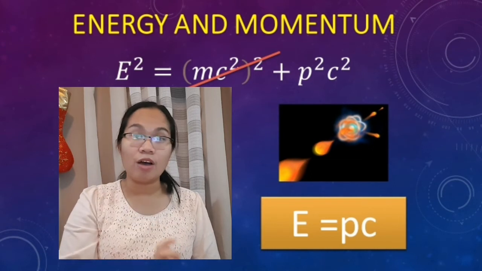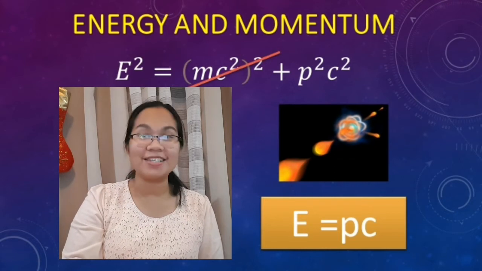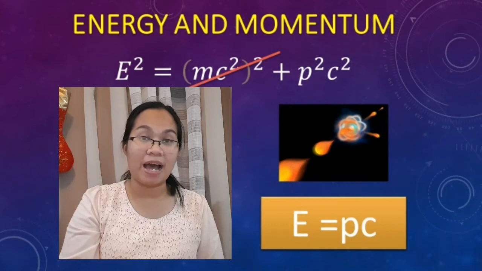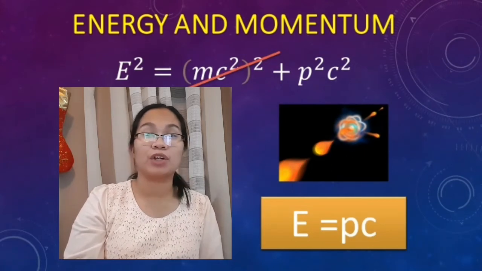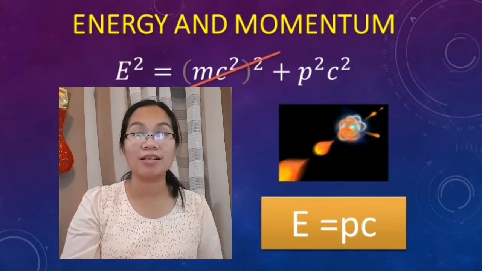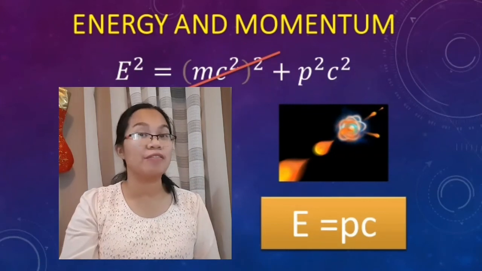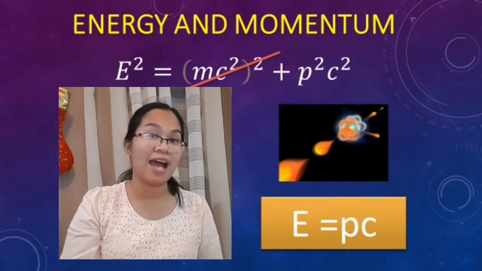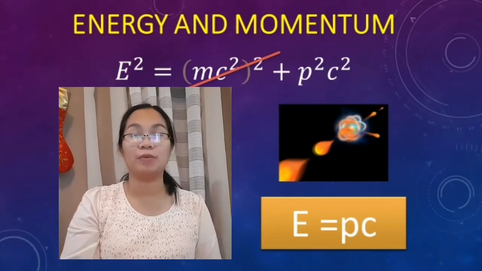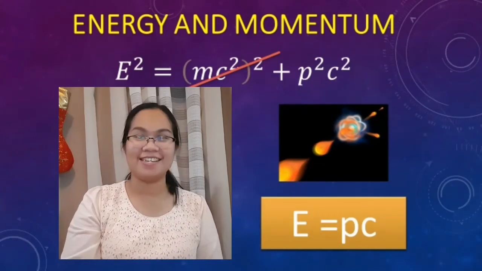Now what if the object has no mass? Does it have energy? This equation will answer that. Looking at this, if mass is equal to 0, the expression mc squared will become 0, and we will have energy equals pc. For example, we have a photon. A photon has no mass, but take note that it still has energy equivalent to the product of p and c.